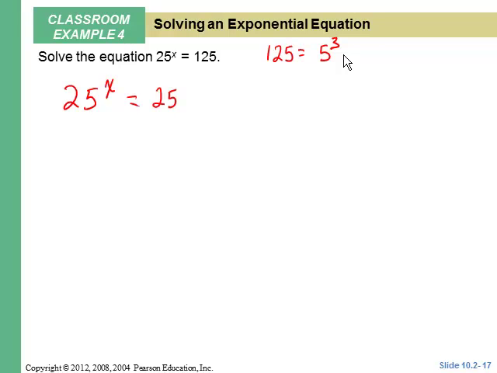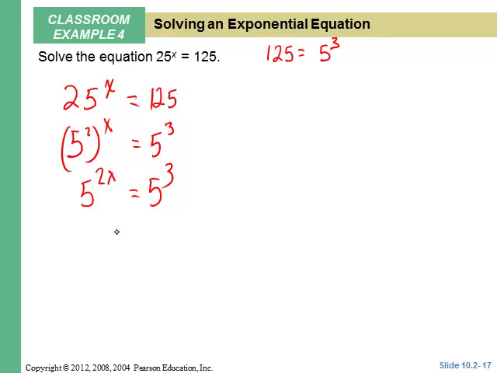The other way to do this is to write both of them with the base 5. This is 5 squared to the x. This is 5 to the third. That might be the easiest way to do this. This would be 5 to the 2x equals 5 to the third. 2x equals 3. Once we get the bases the same, then the powers are the same. X equals 3 halves.